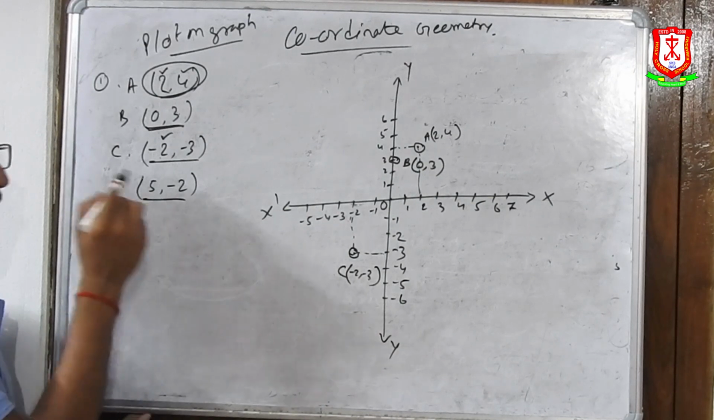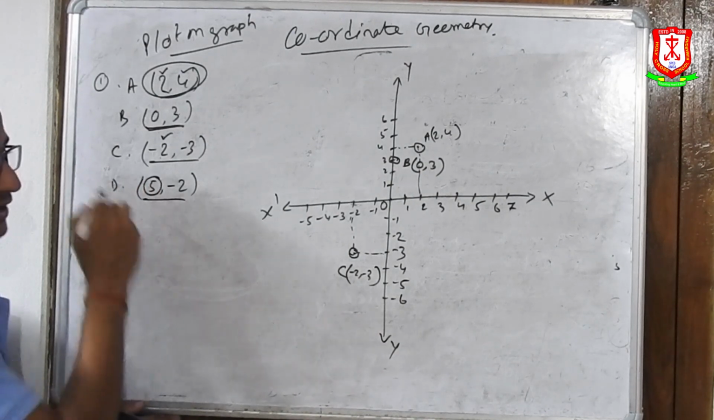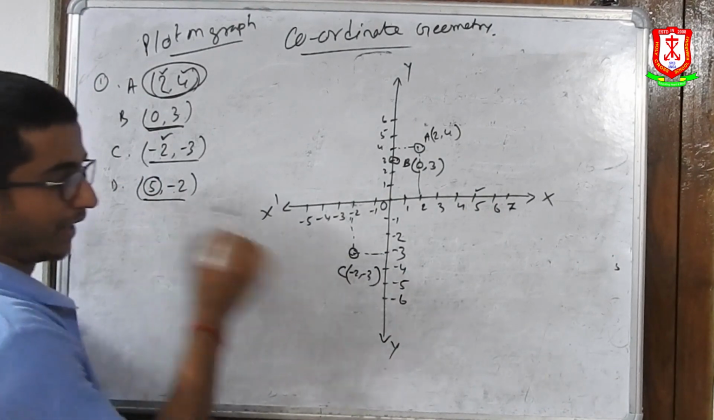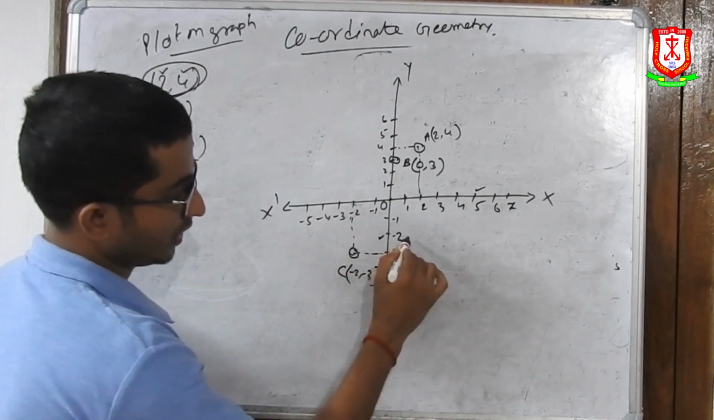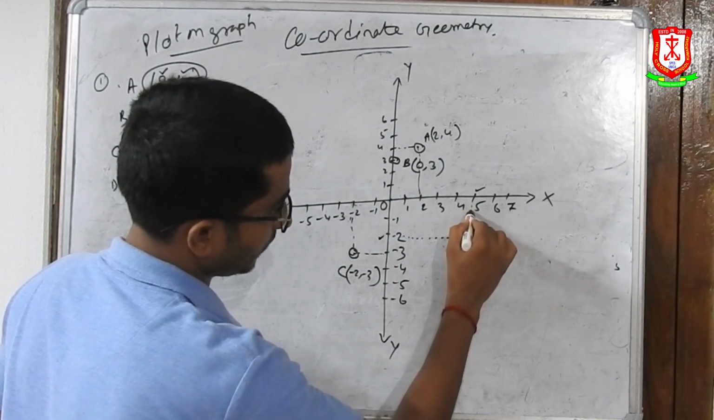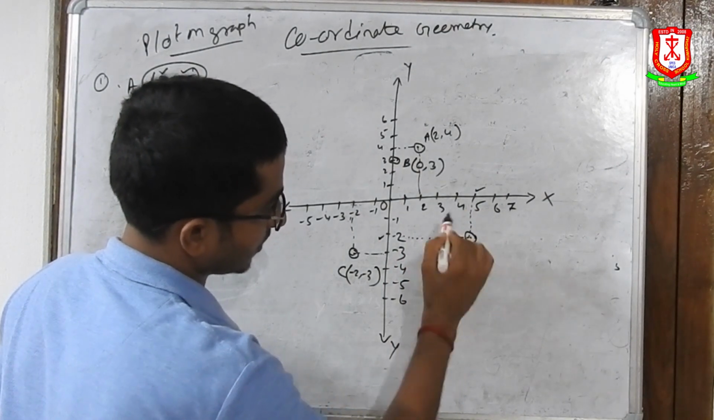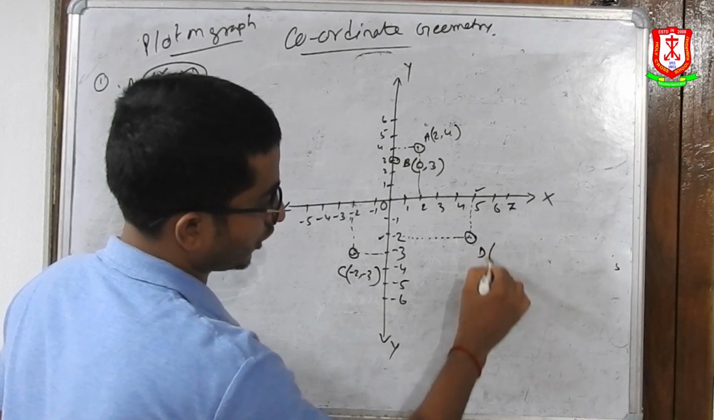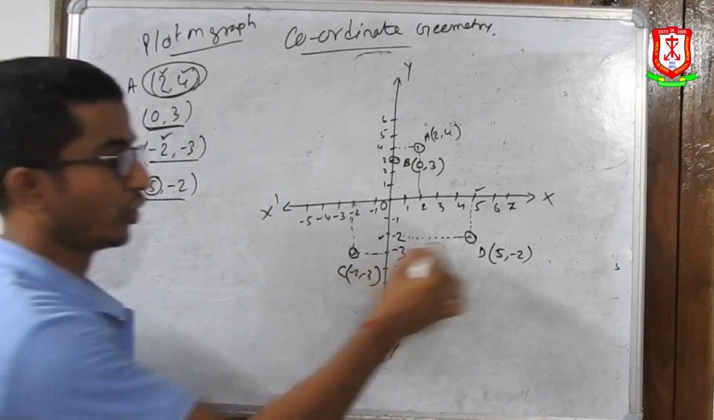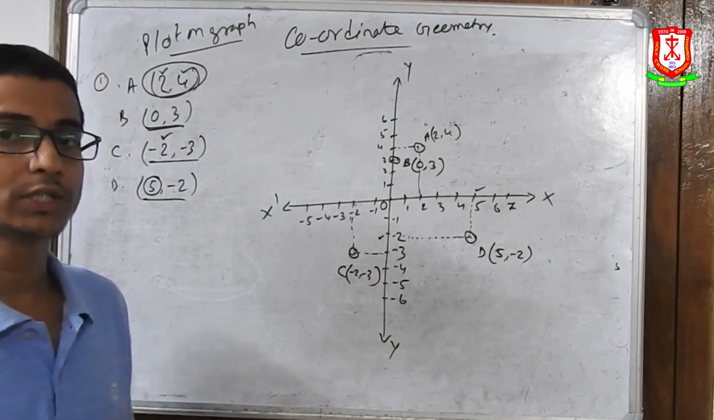Then point D, 5 comma minus 2. It means the value of x is 5. Where is the value of x? Here the value of x is 5. The value of y is minus 2. Here is our minus 2. If we draw the dotted line from there, this is our point D whose coordinate is 5 comma minus 2.